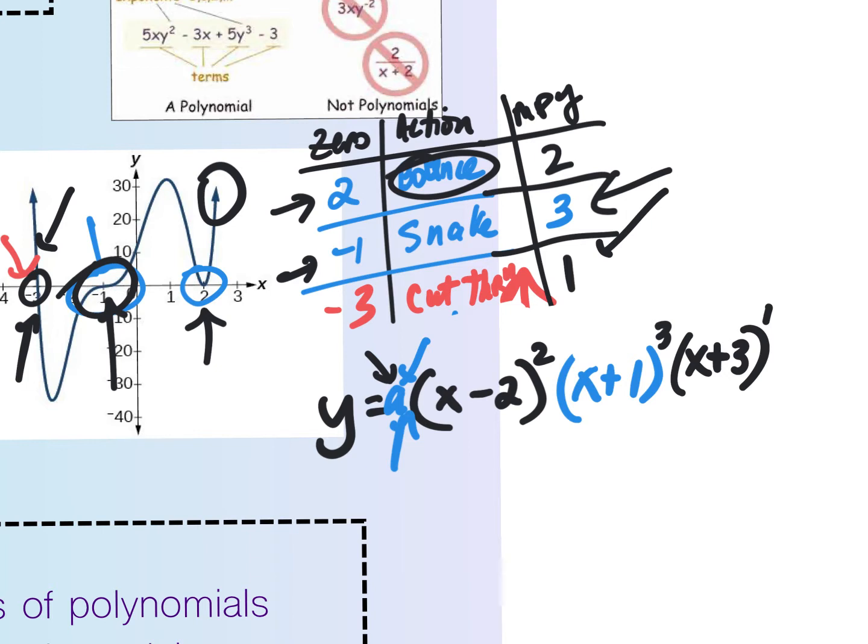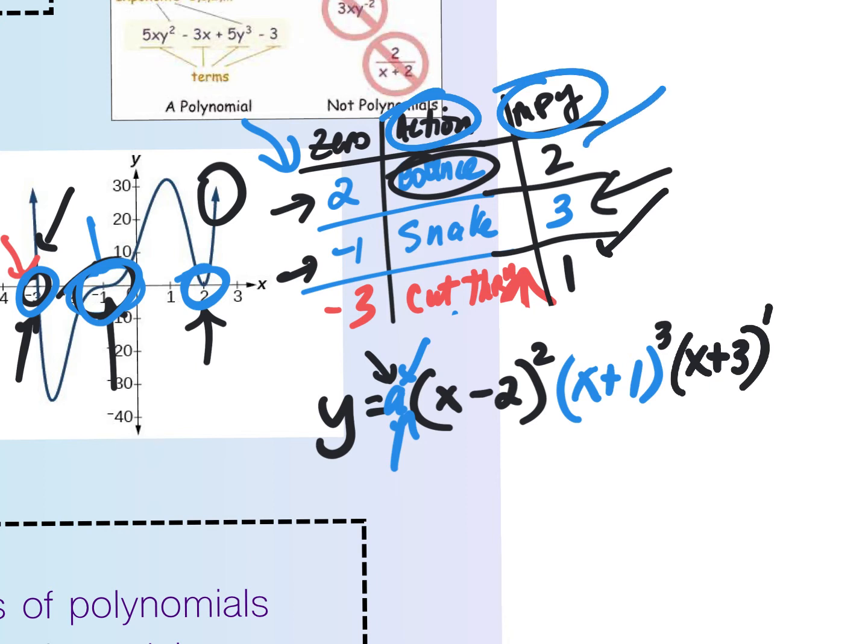All right, now I want to give you another one like that, and you have to be able to figure out what the zeros are. That's the easy part. It's just what these numbers are. And you're going to have to tell me what it does at the 0. Okay, and the 3 options are bounce and snake and cut through. And last but not least, the multiplicities.